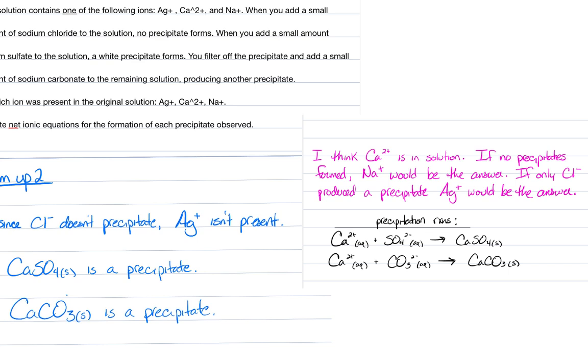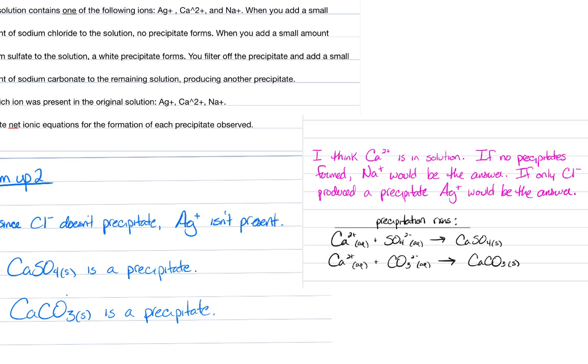Okay, so we're told a solution contains one of the following ions: the silver cation, the calcium cation, or the sodium cation. We're going to take the solution, add some other known solutions to it, and see if a precipitate forms. We first add sodium chloride, no precipitate. Then we add sodium sulfate, and we get a precipitate. We remove the precipitate that formed and add sodium carbonate, and we get more precipitate. We want to figure out whether it is silver, calcium, or sodium in the solution.